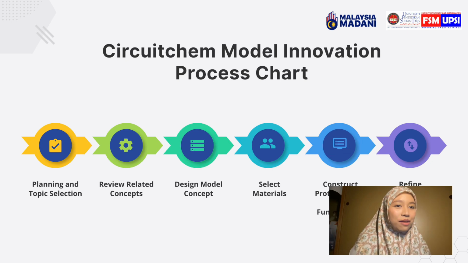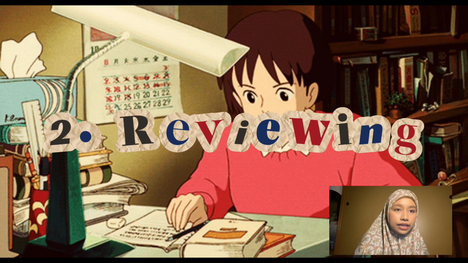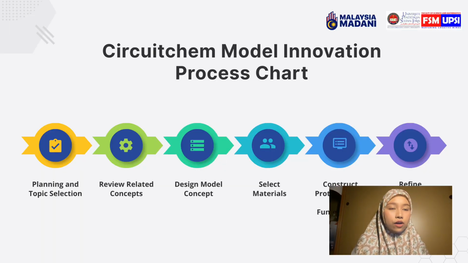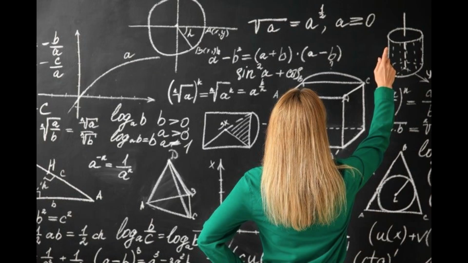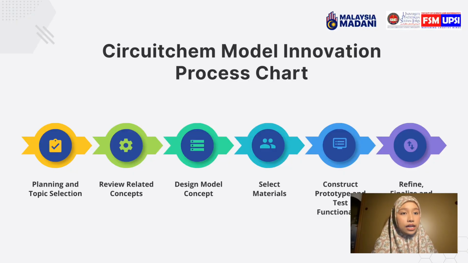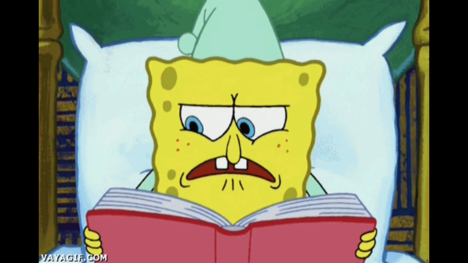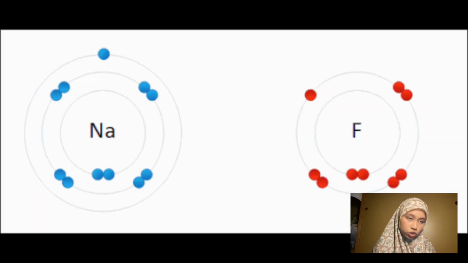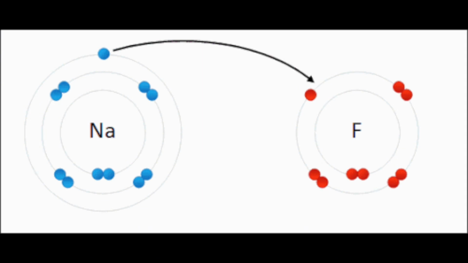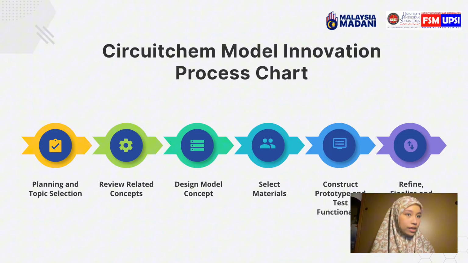The second step would be reviewing related concepts. Of course, if I wanted to build something related to a subject, I have to master the subject. So before I proceed with building the model, I would study the principles behind the galvanic cells, including oxidation and reduction, electrode reactions, ion flow, and also electron movements.